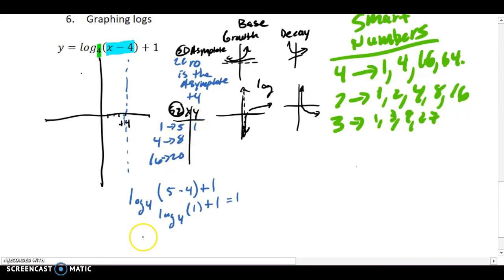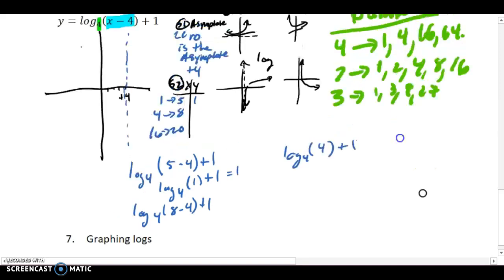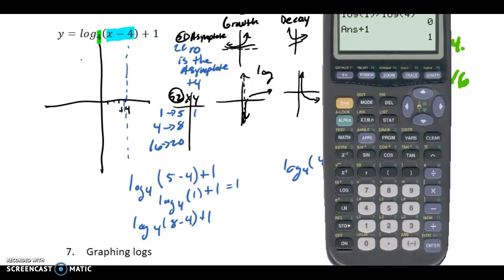Then I'm going to put this in, so we have the log base 4 of 8 minus 4, plus 1. Again, I'm going to put my parentheses together, so we have log base 4 of 4, plus 1. So notice when I put these together, I get a smart number on the list. And that's what's going to happen: you want to pick numbers here that give you these numbers inside the logarithm. That way when you use the calculator, you're not getting decimals.